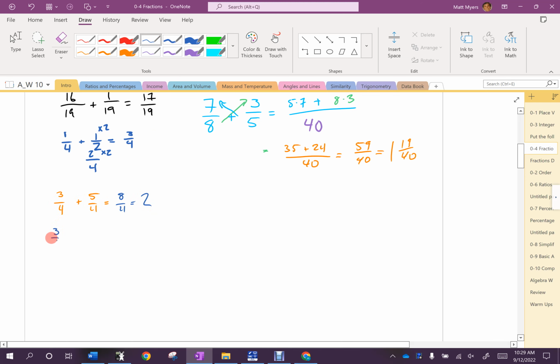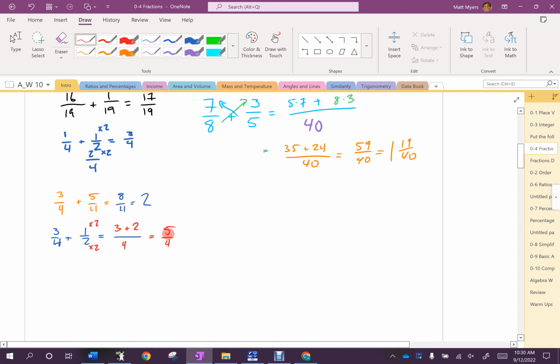What would 3/4 plus 1/2 be? What's going to be the denominator? 4. Did I change 4? So do I change 3? No. Did I change 2? What did I do to 2? Times by 2. So what do I do to its partner? Plus 2. What's 3 plus 2?